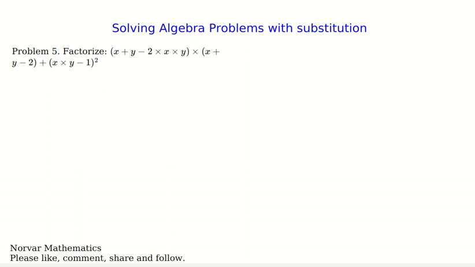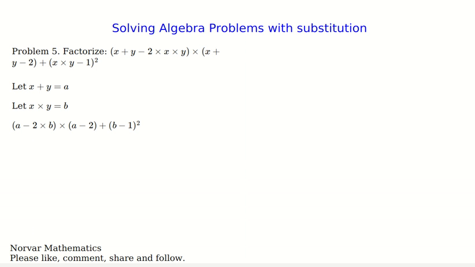Problem 5. Factorize: (x + y - 2)(x + y - 2xy) + (xy - 1) squared. Solution. By observing, we can see that there is x plus y in the front and in the back. Let x plus y be equal to a. There is x times y in the front and in the back. Let x times y be equal to b. Substitute.